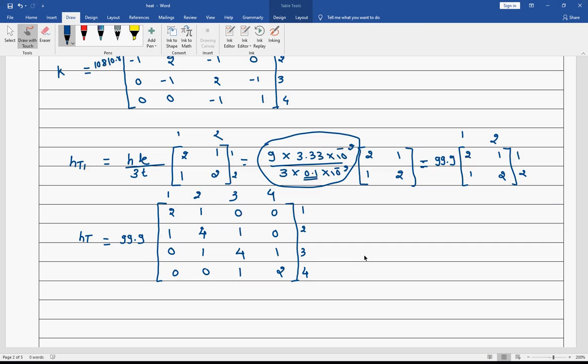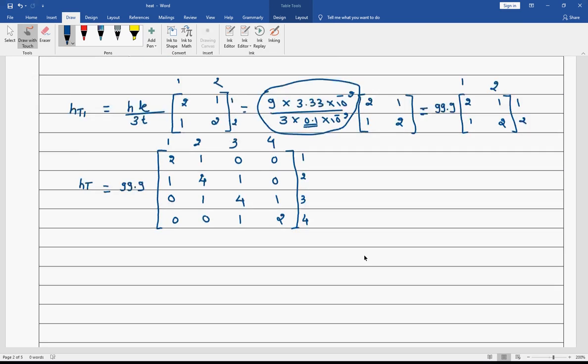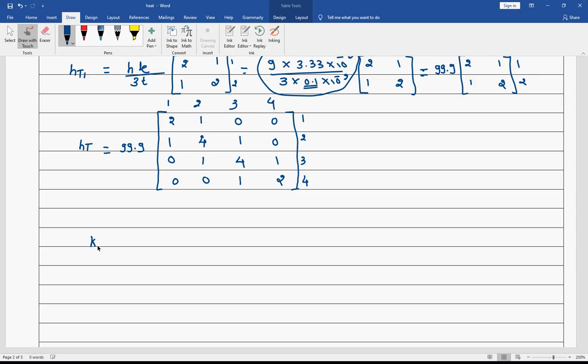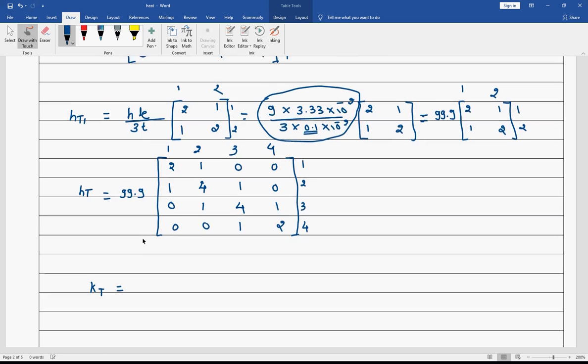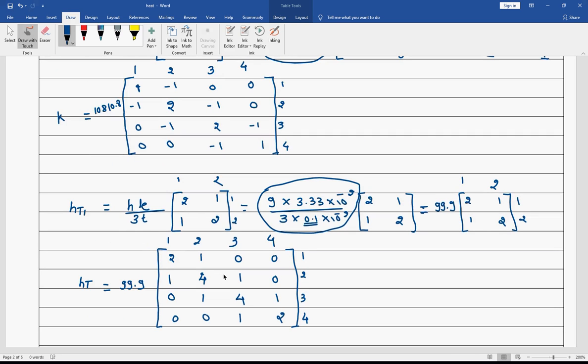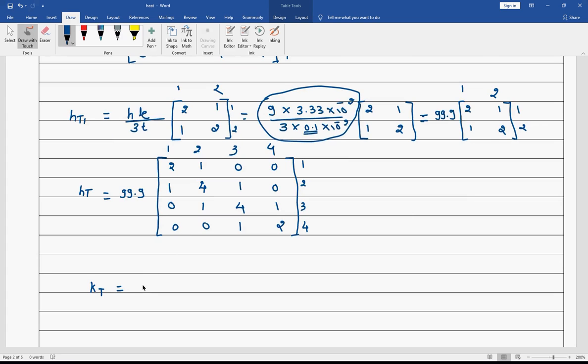Okay, thank you. Now we'll prepare the total stiffness matrix. KT will be the addition of these two terms, so it will be K plus HT. Now go for the addition and post the screenshot. Then I will write here.